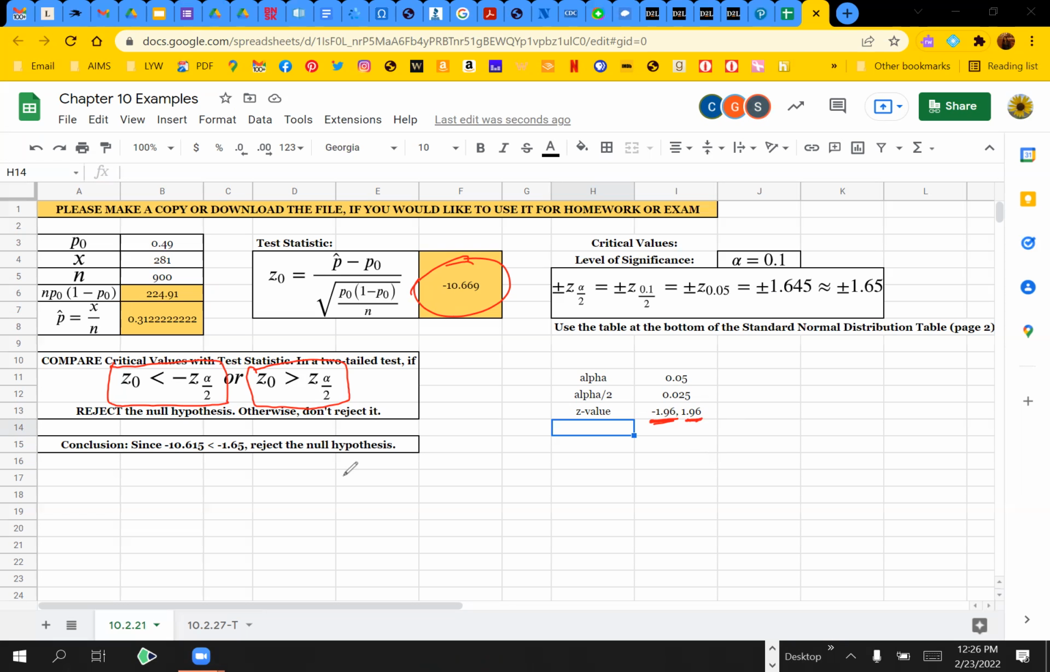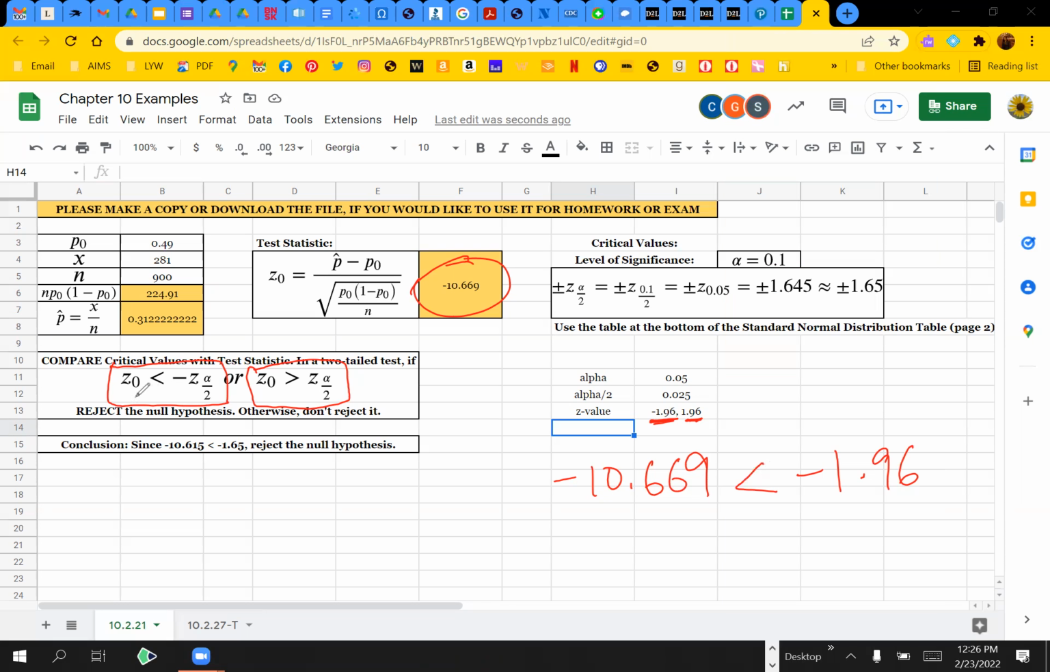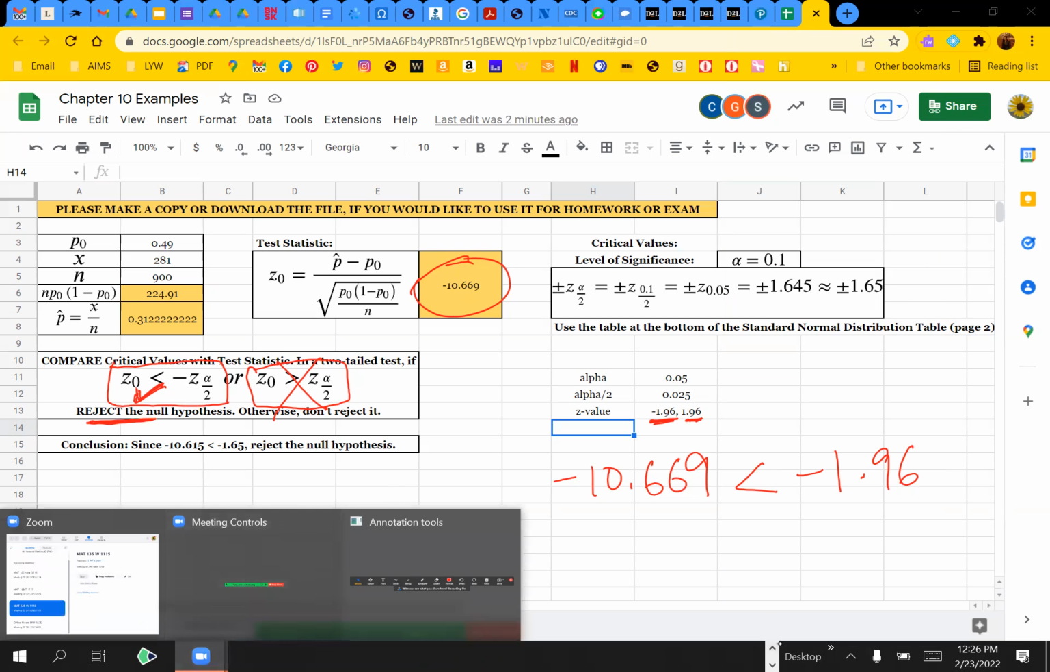So in this case, you will see that your negative 10.669 and negative 1.96. Well, is negative 10.669 less than the negative 1.96? Yes, it is. So we are actually satisfying this condition over here. Obviously we cannot do a comparison with the Z being greater than the positive 1.96. So in this case, since we satisfy this, you will actually reject the null hypothesis.